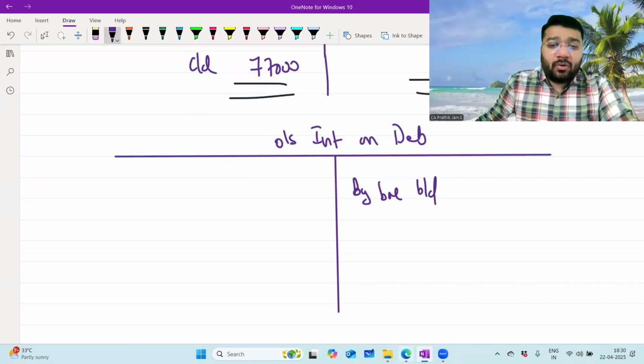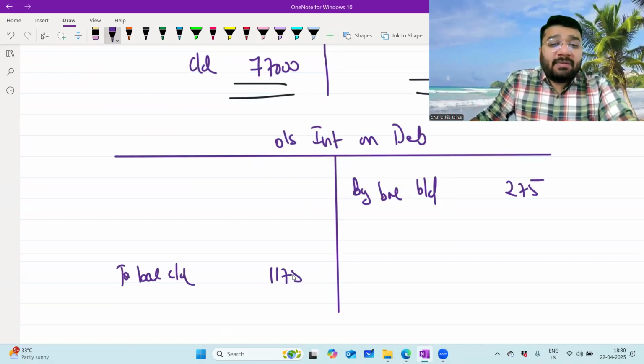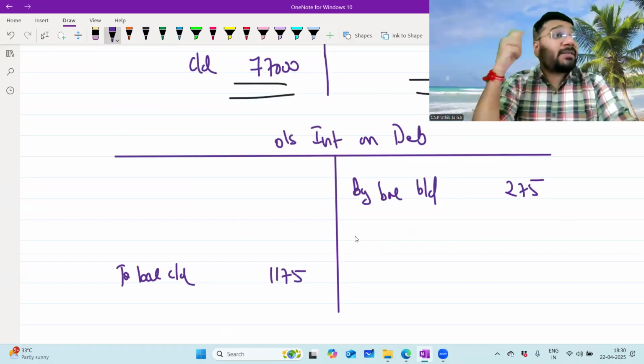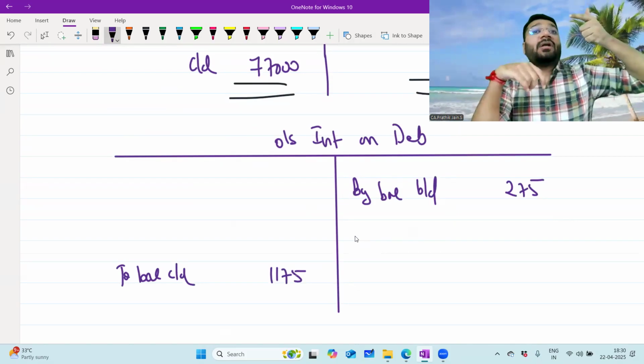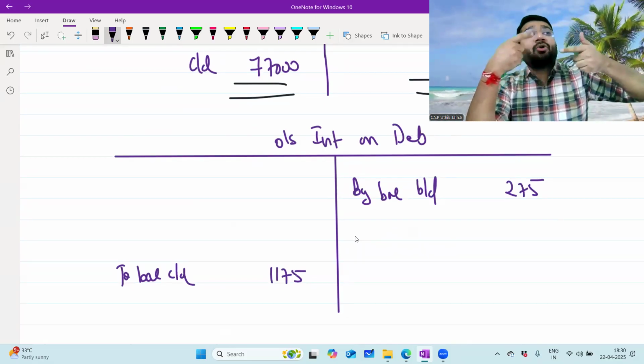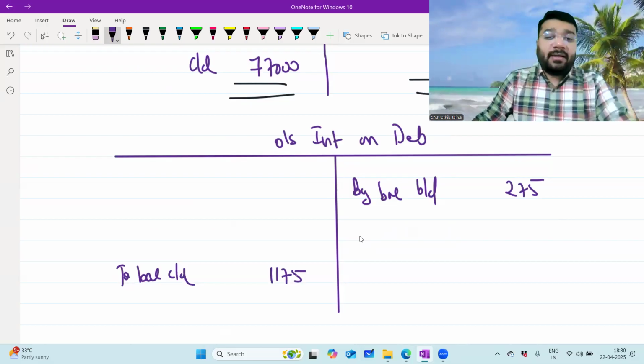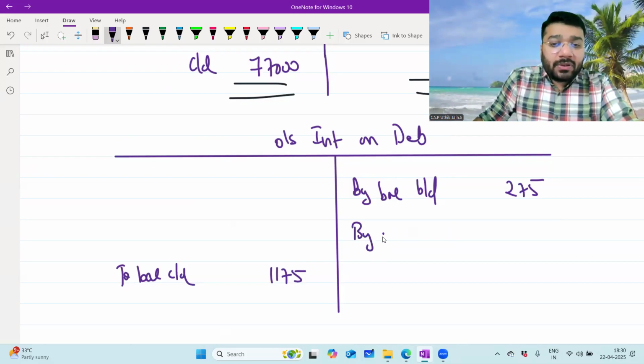By balance brought down. Opening balance is how much? 275. Okay. Closing balance, to balance carried down, how much? 1175. What is the journal entry if I record interest in the current year? Interest on debenture to interest on debenture payable. Then P&L to interest on debenture. So in the interest on debenture payable, by P&L, current year interest on debenture.